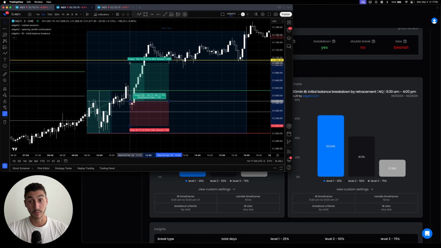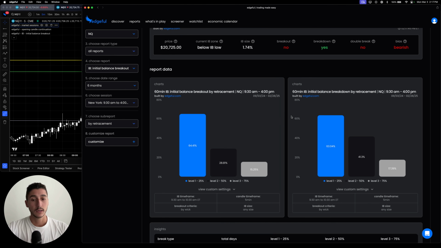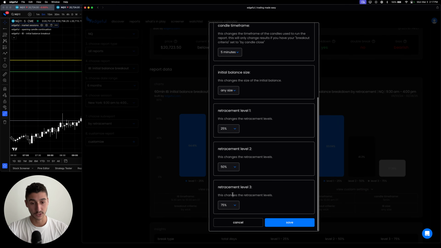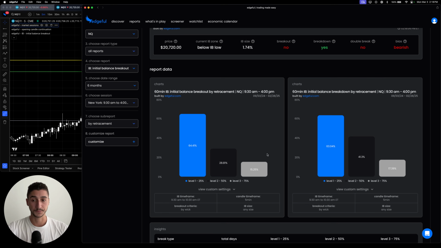Now we know where we want to target, right? We know we want to target up here. And now where do we put our stop? What this report also says is that only 28% of the time on a single break day, price will reach this 50% retracement level. And by the way, these are all customizable down here. You can change the retracement levels to be whatever you want. You can make it 10%, whatever you want. Play around with it. I highly recommend it. It will change the results a lot. This is just the default.